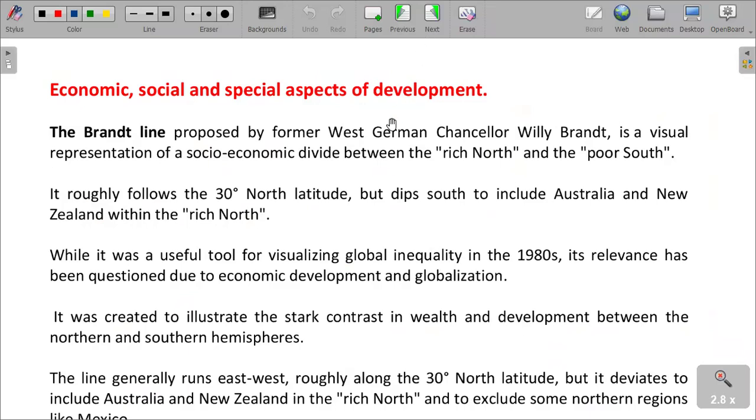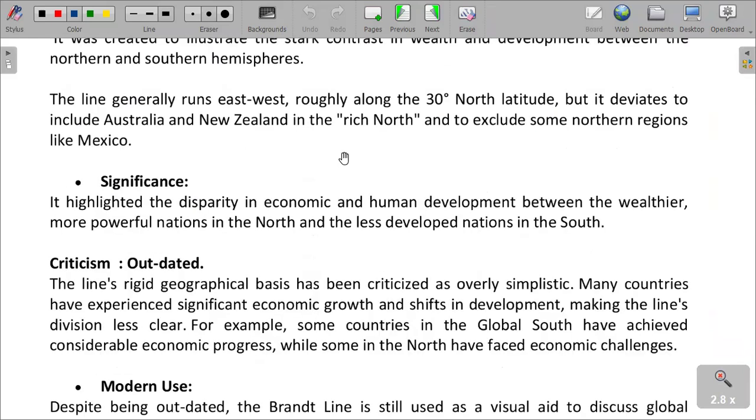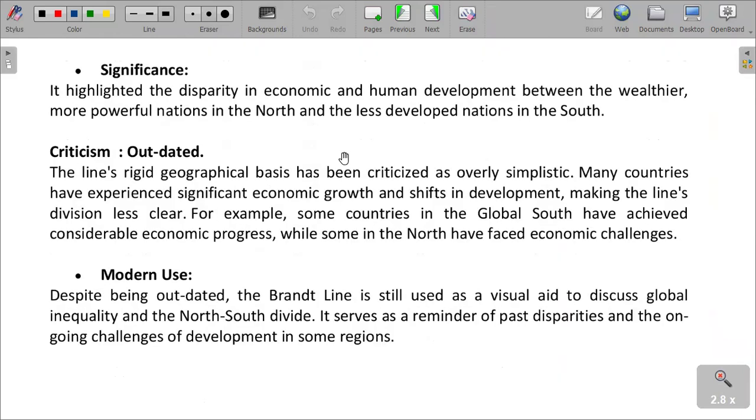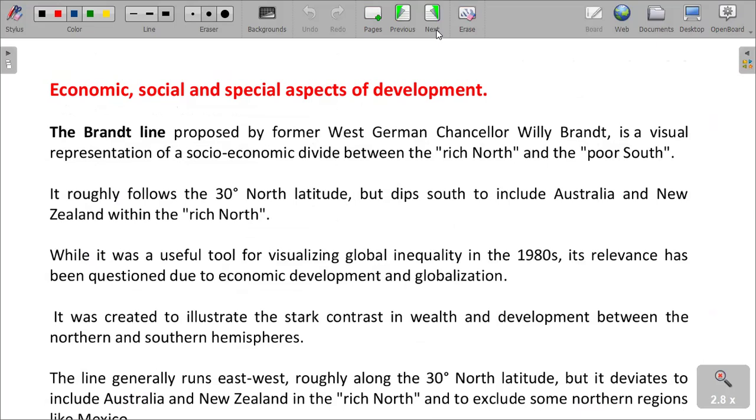So in that sense, you are going to also look at the economic, social, and spatial aspects of development, that is in terms of the Brandt line. I am sure you understand, and it's quite relevant in our syllabus, that we need to understand the North-South divide. How does it come about? Its relevancy, the application of it. What are the criticisms of that? Though it might have criticisms as well, we need to understand how useful it is.